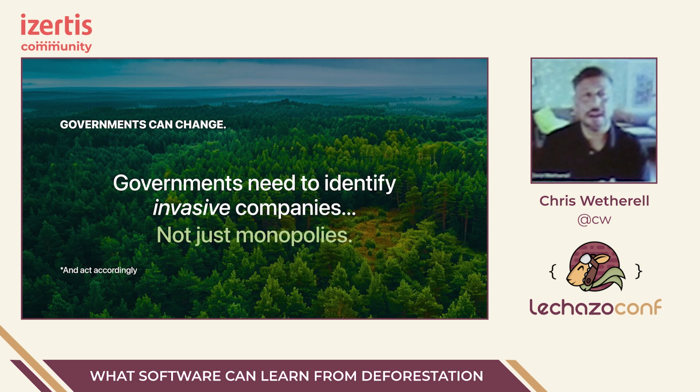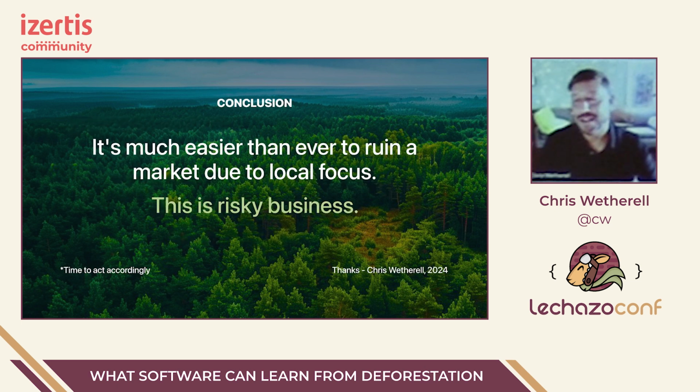So these are my thoughts on what we could do to make better markets, and why deforestation is a pretty good analogy for that. So I can wrap it up in a conclusion, which is that I think it's much easier than ever for software to ruin a market because it only thinks about itself, because it only has local focus. And the thing I would like us all to take away is that for software products, ignoring the existence of externalities is risky for their business, which is why they should think about it right away.